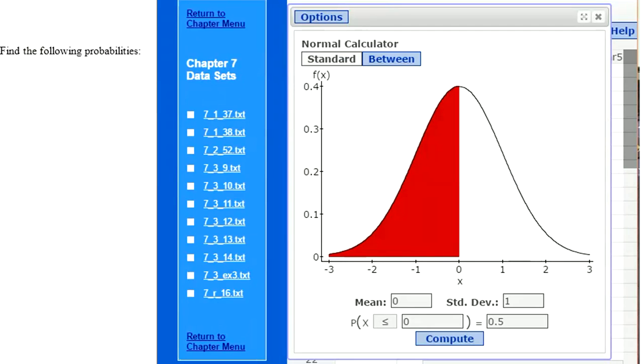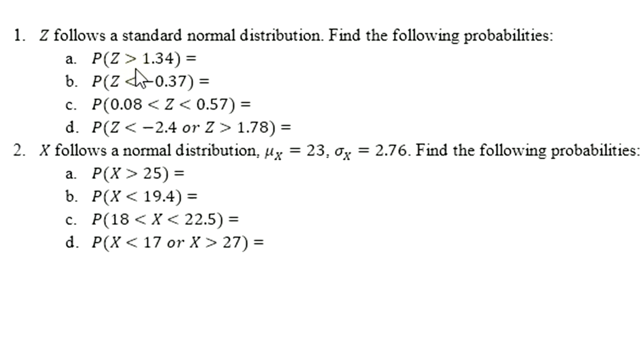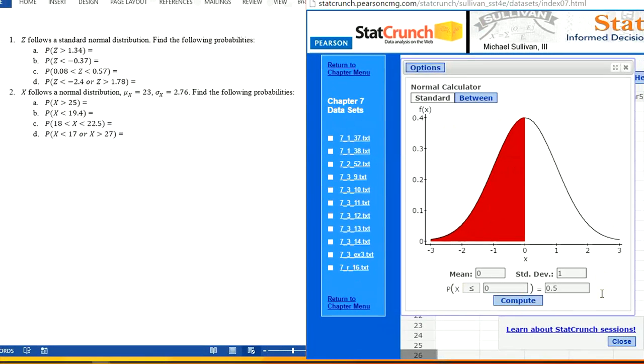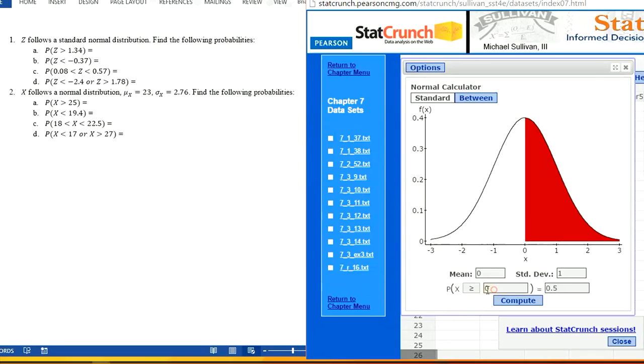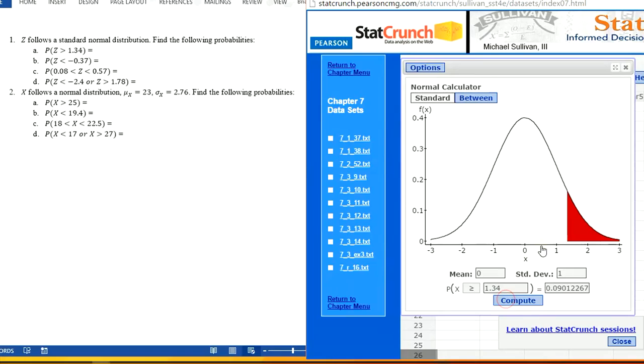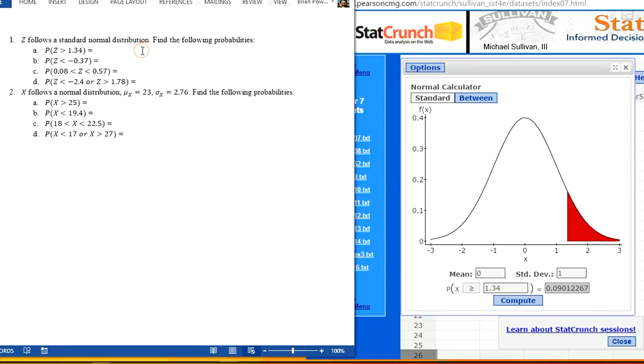So looking back at the problem, we're looking for the probability that Z is greater than 1.34. Don't worry that we have X instead of Z in the probability calculator. This is generic, but we're looking for the probability being greater than, so click greater than, and then type 1.34, click compute, and this gives you a nice shading of the probability as well as a calculation of exactly what it is. So you can copy that. Let's just put it in.